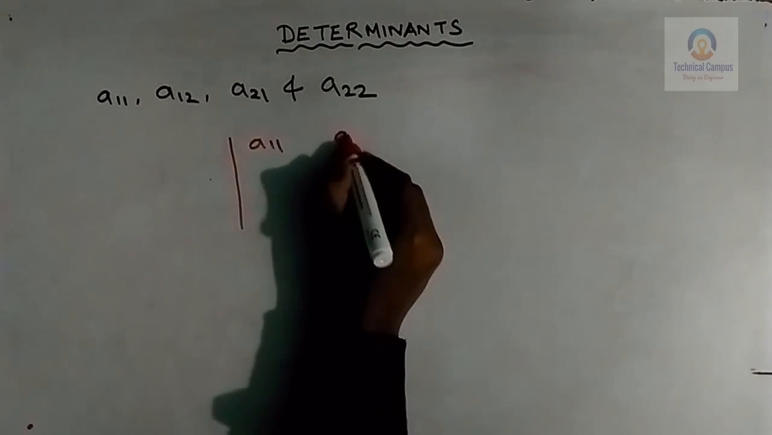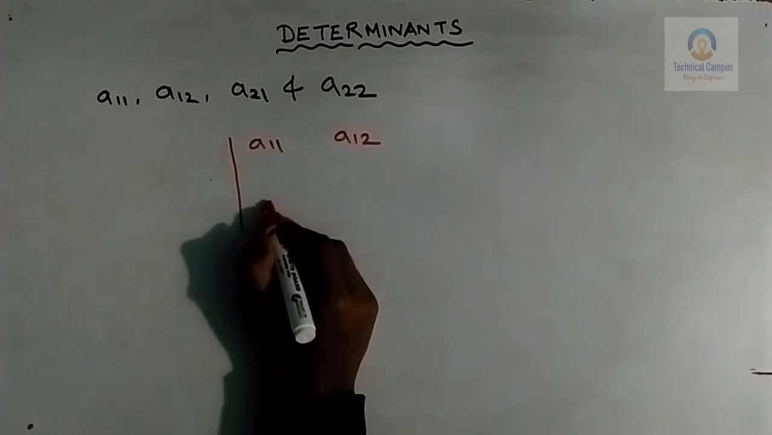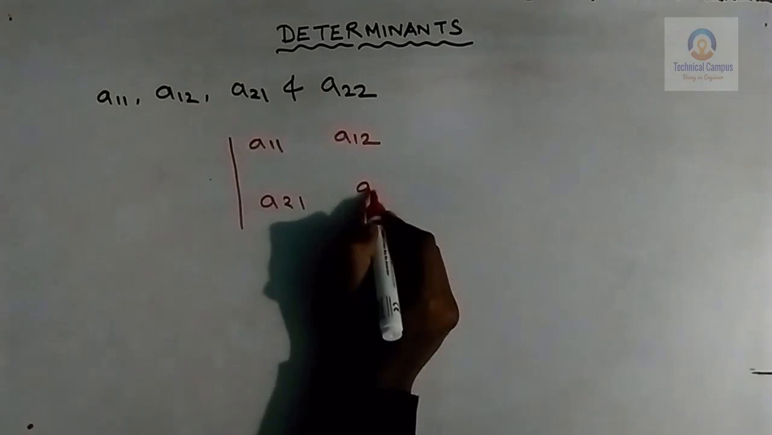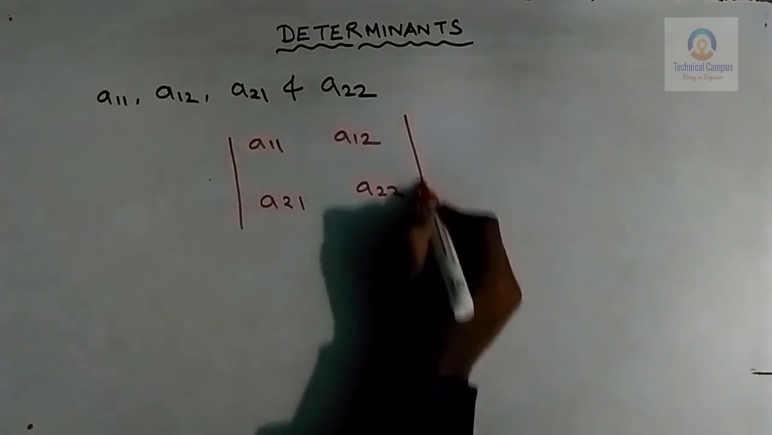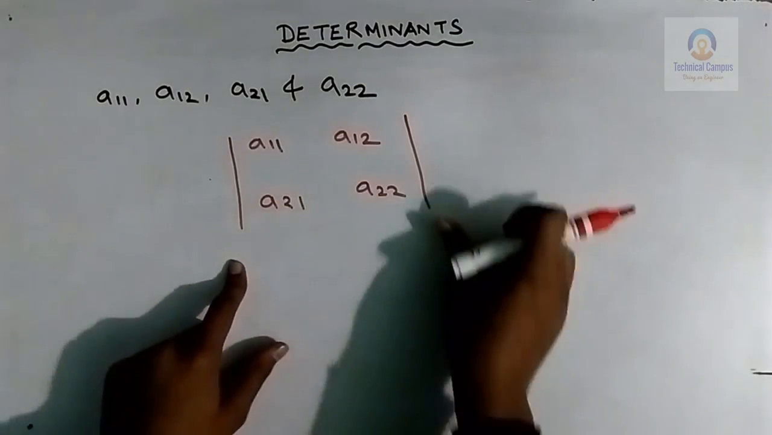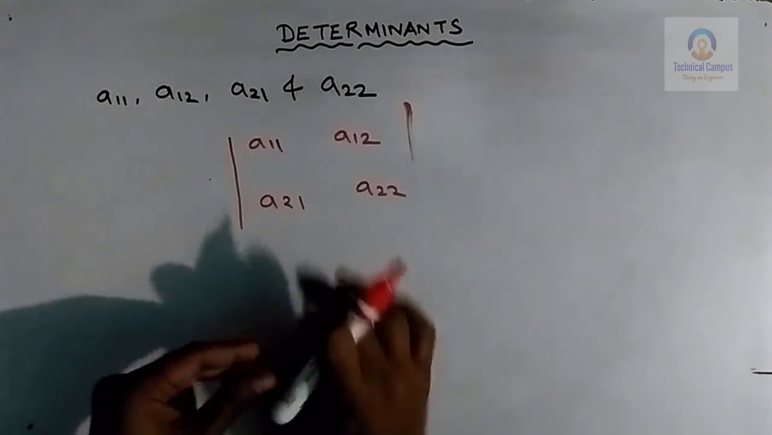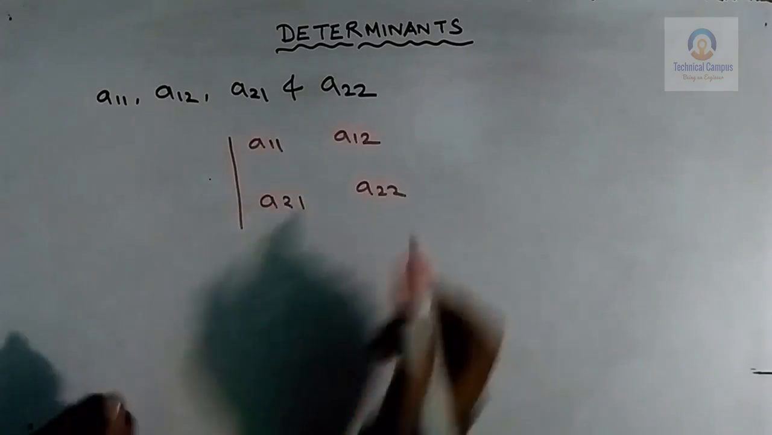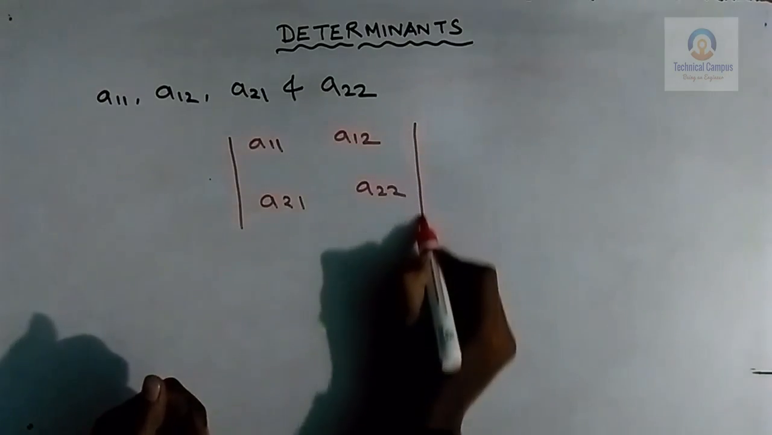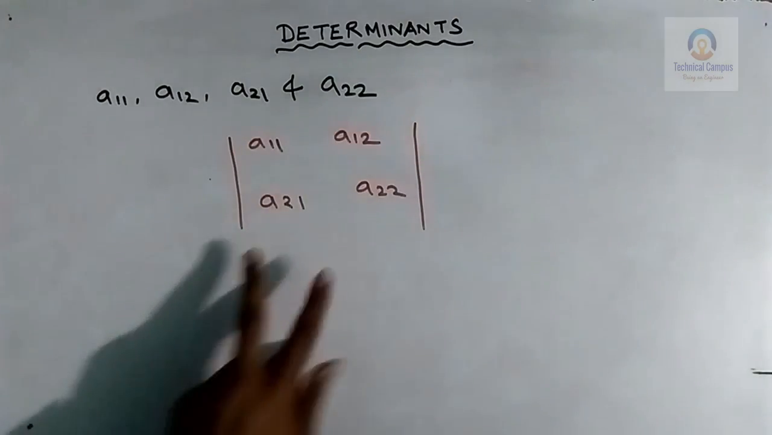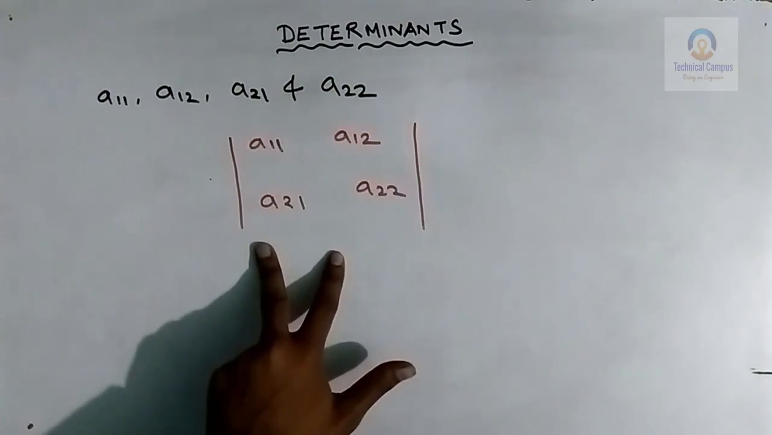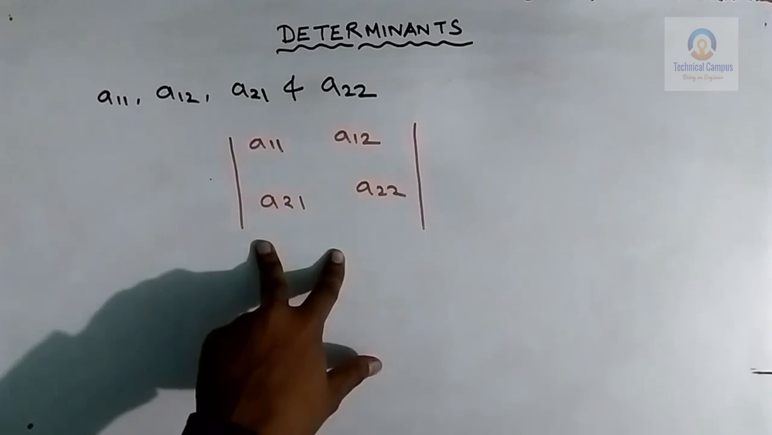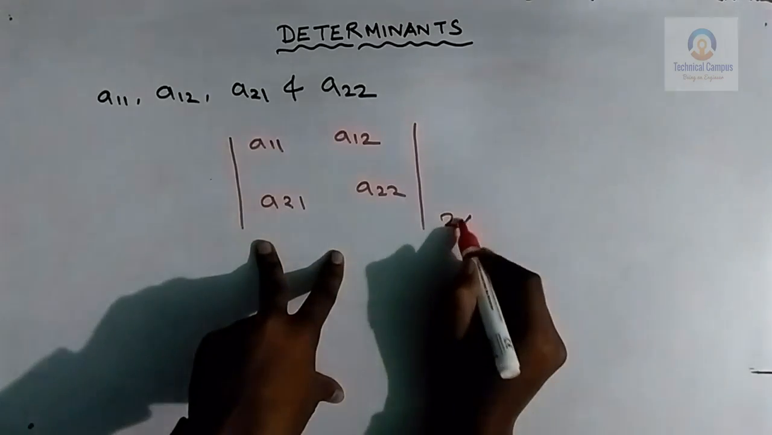A11, A12, as we write in the case of matrices. So if we write the elements in this way, not in between third braces but in between two single lines, that form is known as a determinant, and these determinants have 4 elements and the order of the determinant is 2 cross 2.